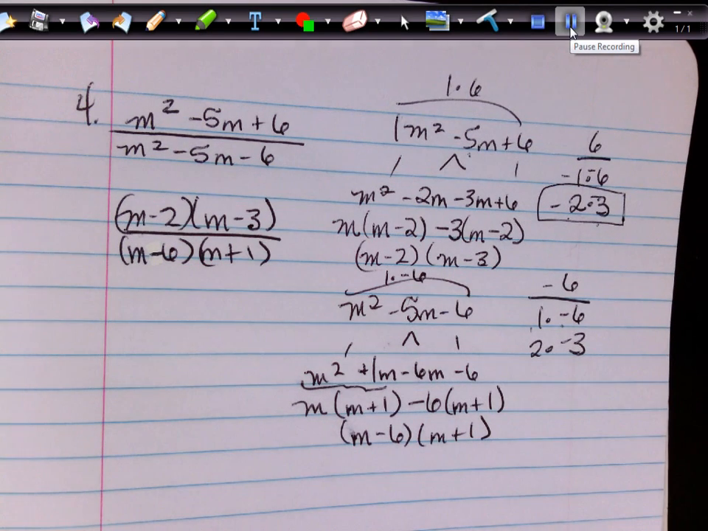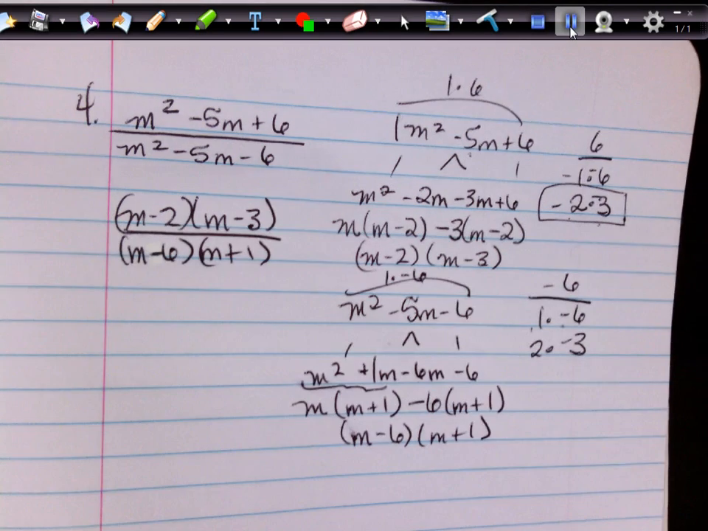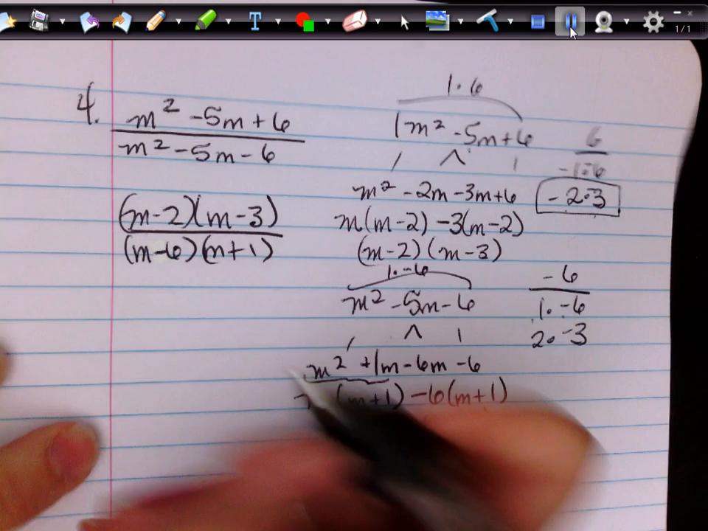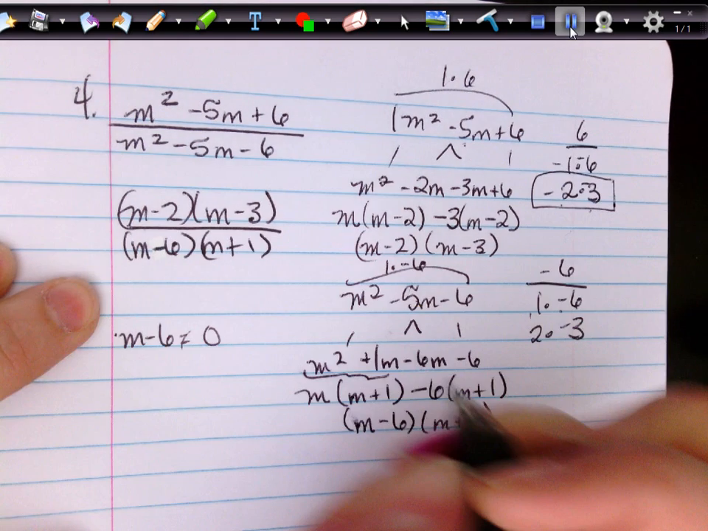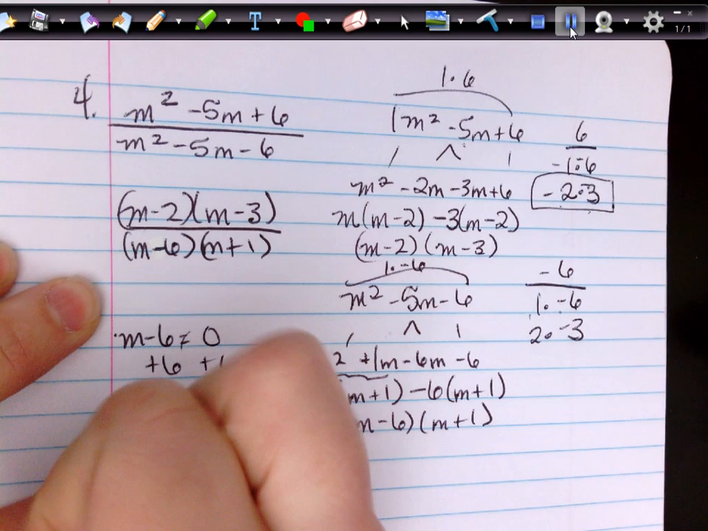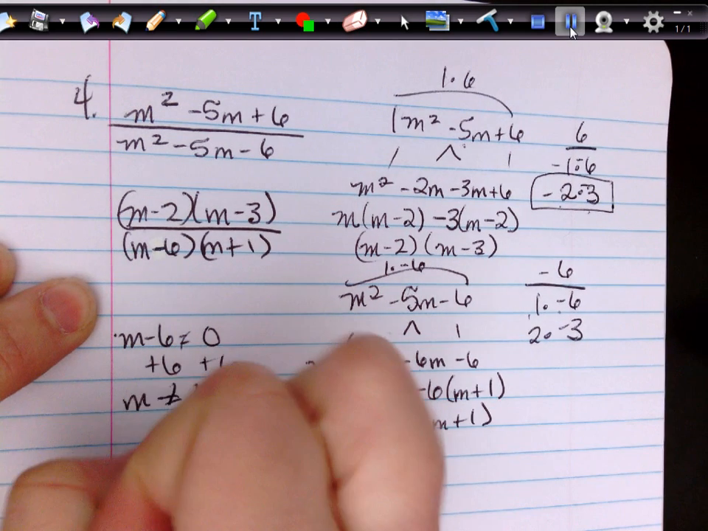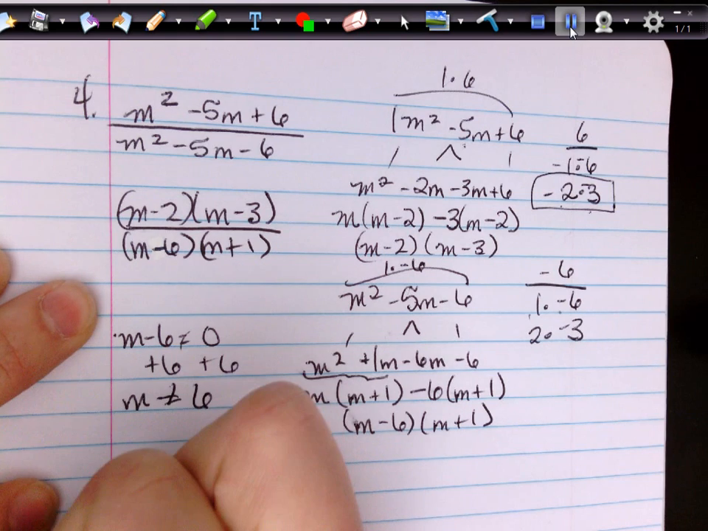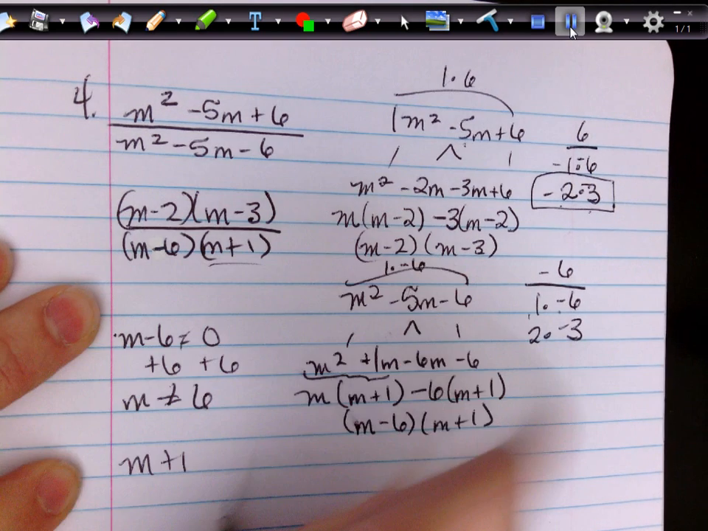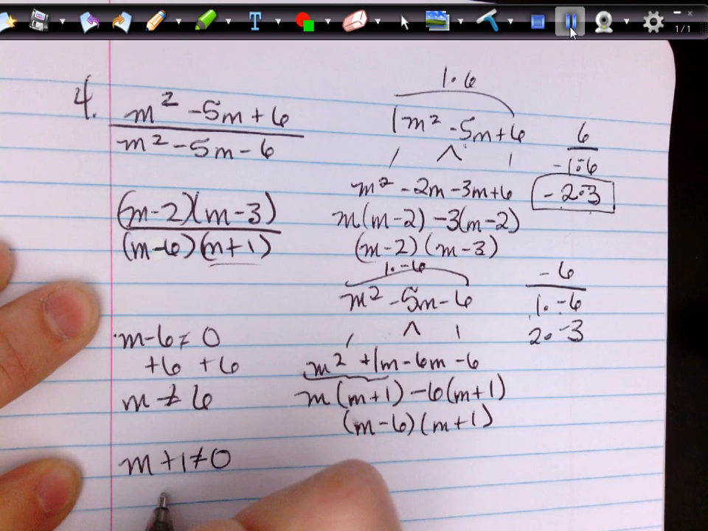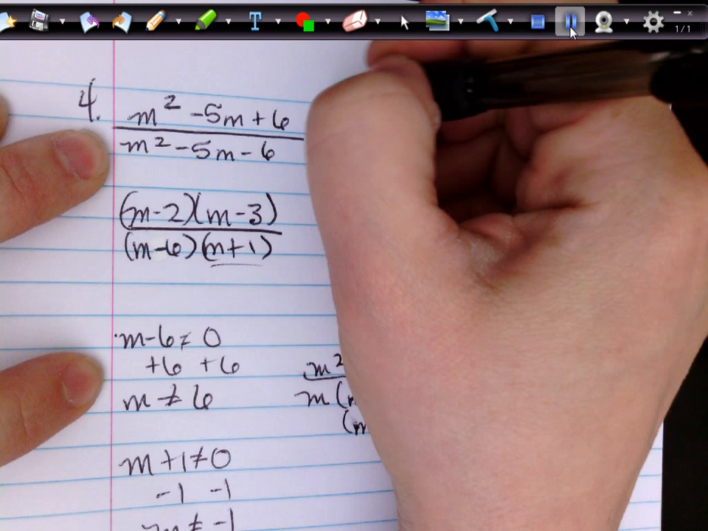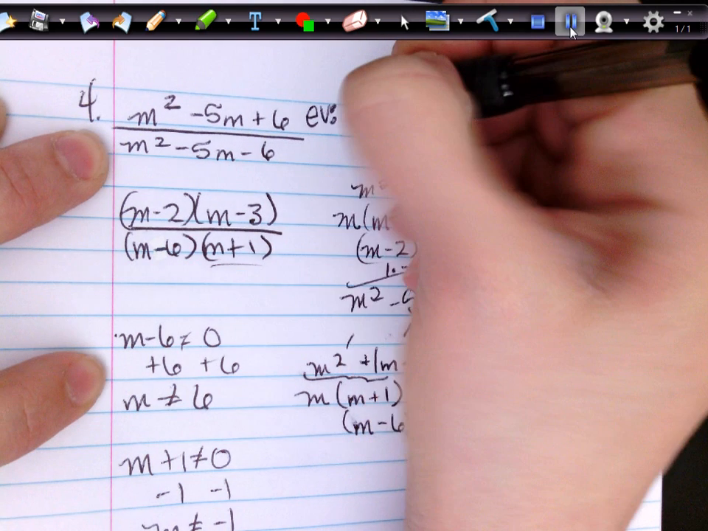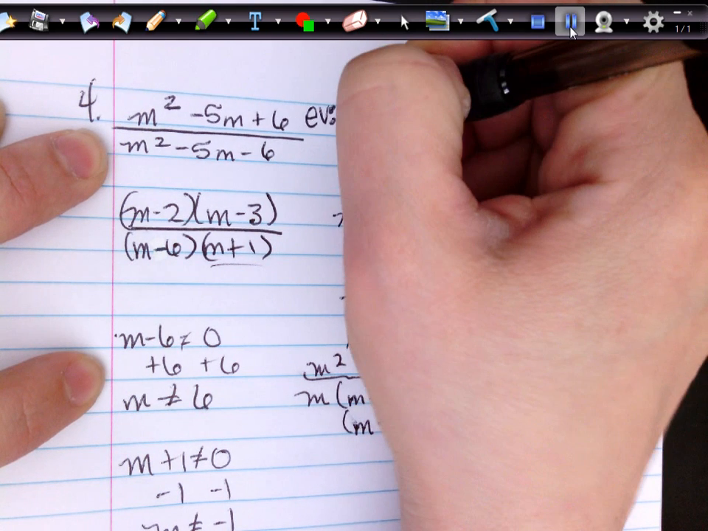Now I have to find my excluded values because my denominator cannot equal 0. So I'm going to set my m minus 6 equal to 0. I add 6 on both sides, and that tells me that m may not equal 6. And then here I have my m plus 1 cannot equal 0. So if I subtract 1 from both sides, m cannot equal negative 1. So my excluded values are going to be 6 and negative 1.